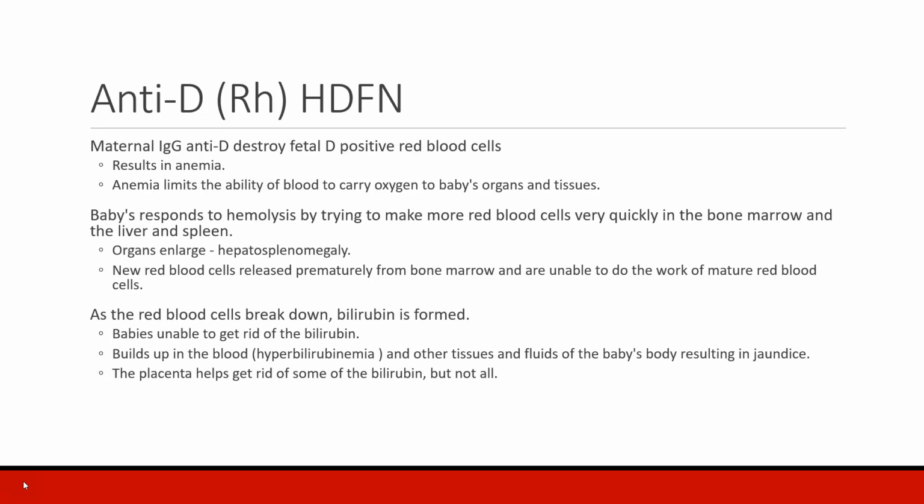Babies are unable to get rid of massive amounts of bilirubin. In utero, the mom can take care of some of it, but it comes to a point that even that doesn't work and the bilirubin levels are very high. They build up. The term used is hyperbilirubinemia, and other tissues and fluids of the baby's body result in jaundice. The placenta helps get rid of some of the bilirubin, but not all.